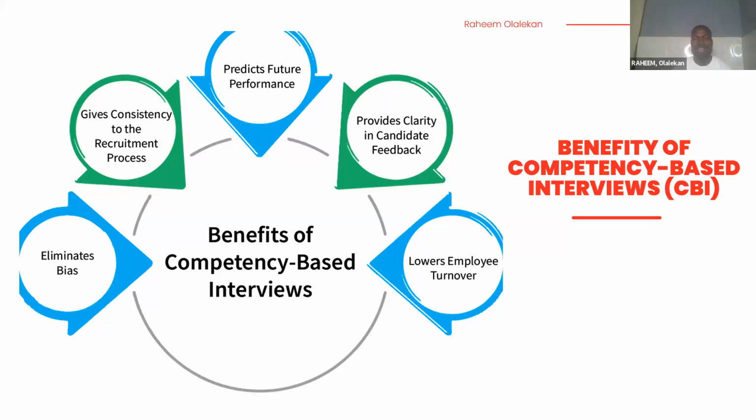Now, what are the benefits of competency-based interview? Okay, the first one is it lowers employee turnover.